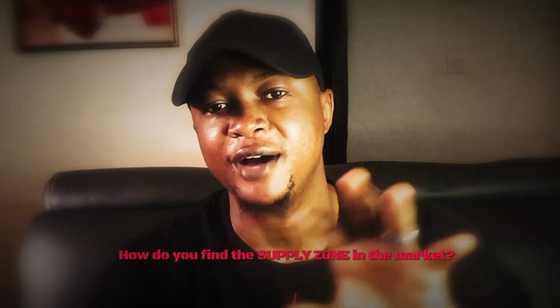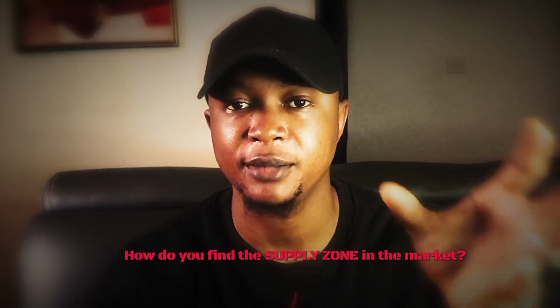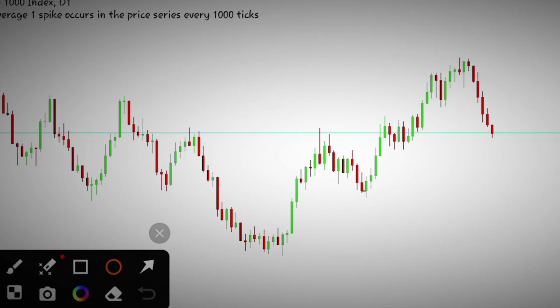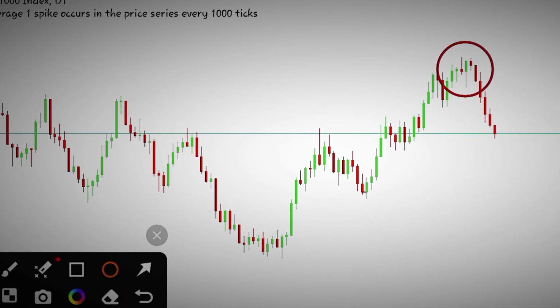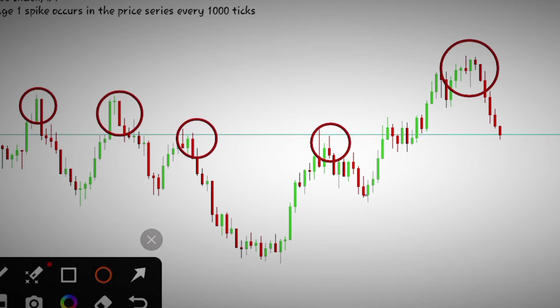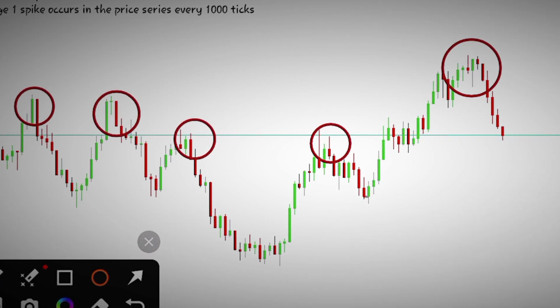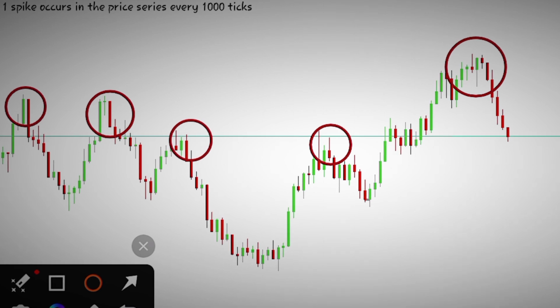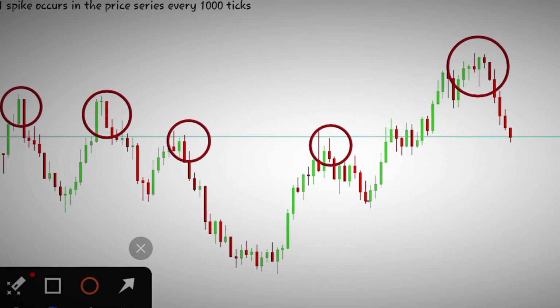So how do you find the supply zone in the market? You look for the major highs in the market. So when price gets to a significant high and reverses, that is the supply zone. The price has tested and respected that level, and at that level the sellers are in control.